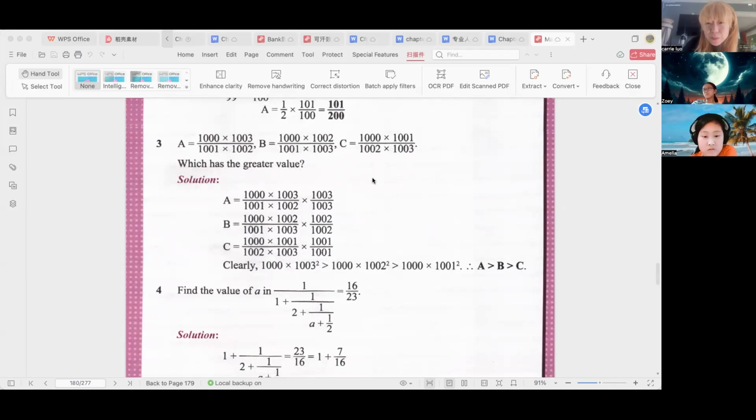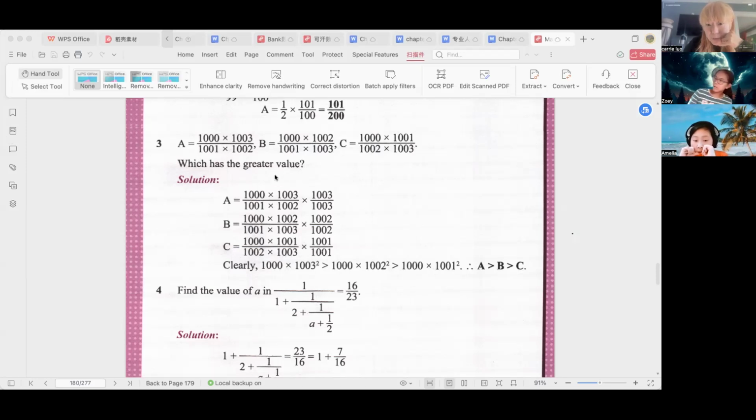Okay, so let's take a look at this one. They are all connected with 1,000, 1,001, 1,002, and 1,003, right? So when we compare the fractions, Zoe, we have to make either the denominator the same or the numerator the same, correct? Or else it's very hard for us to calculate it. If the numerator is the same, the bigger the denominator, the smaller the number. If the denominator is the same, the bigger the numerator, the bigger the number, right?